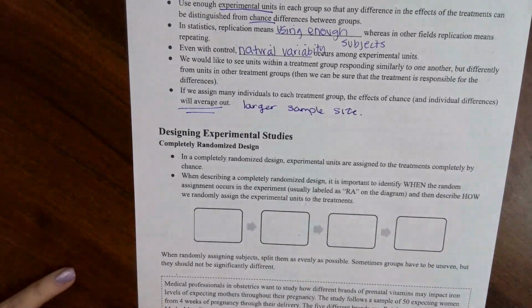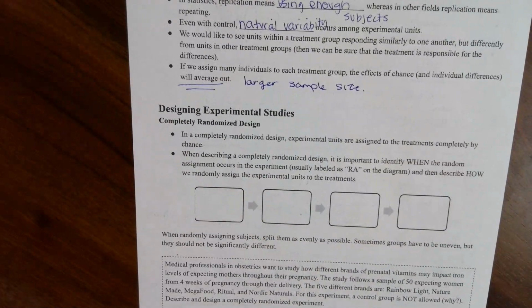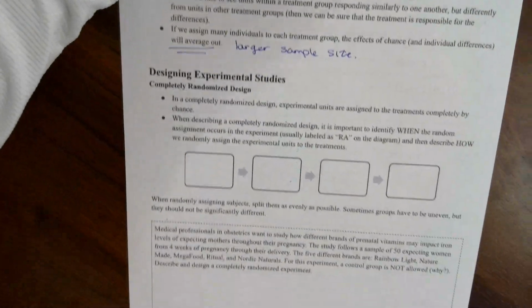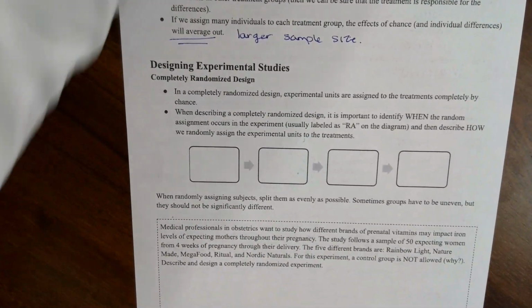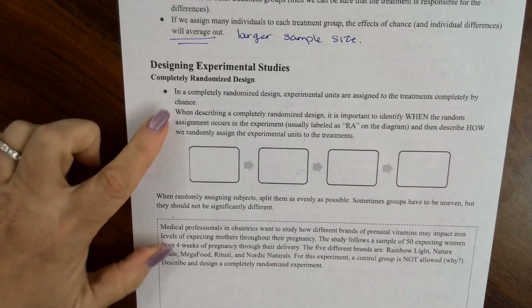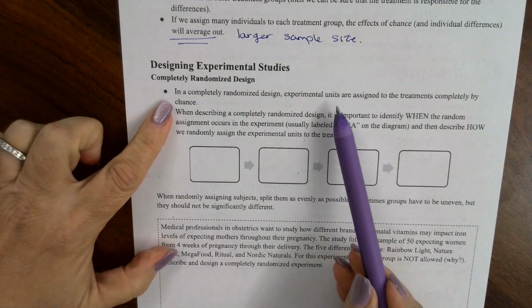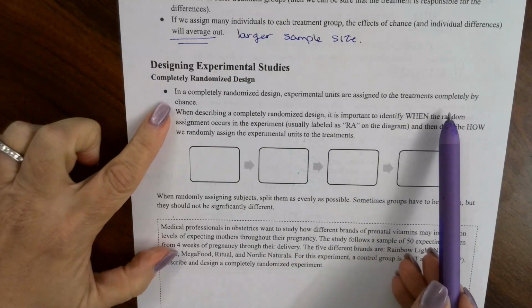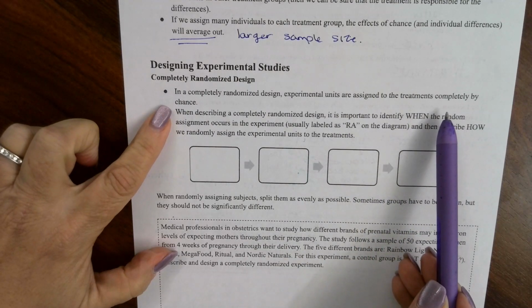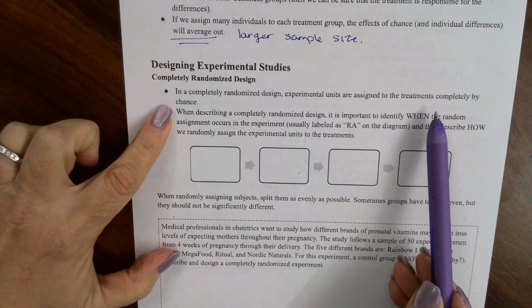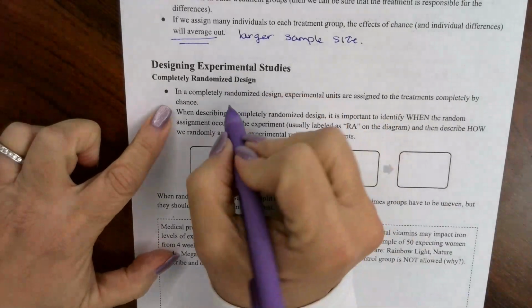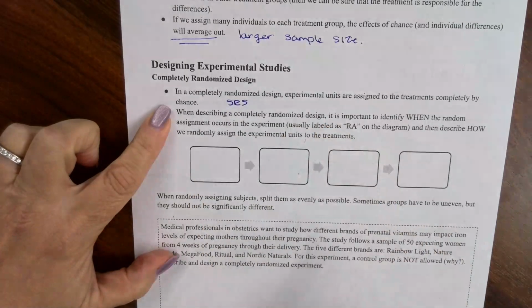Okay, let's keep going on actually designing the study now. All right, so we have 3 different types of designs we're going to do. So this first one is completely randomized. So in completely randomized design, experimental units are assigned to the treatments completely by chance. So we're going to do something like a simple random sample, an SRS, or pull out of a hat or something that's completely random.